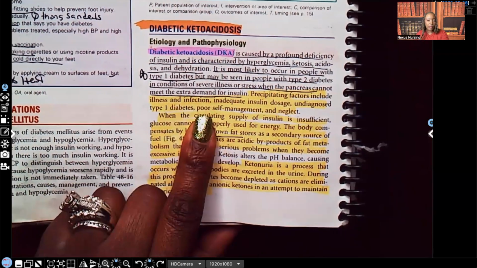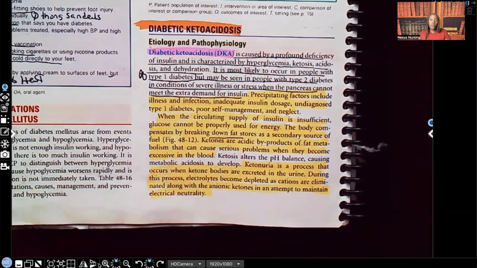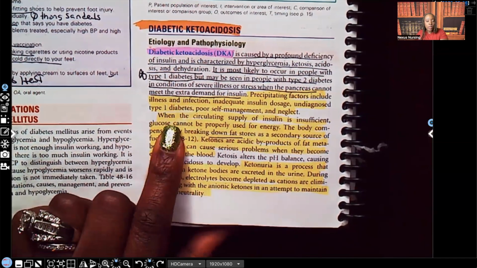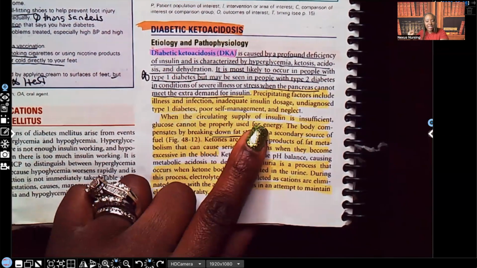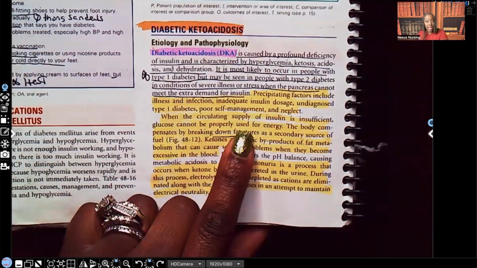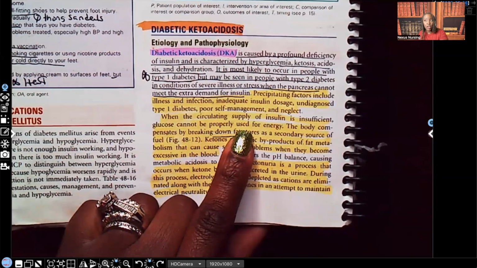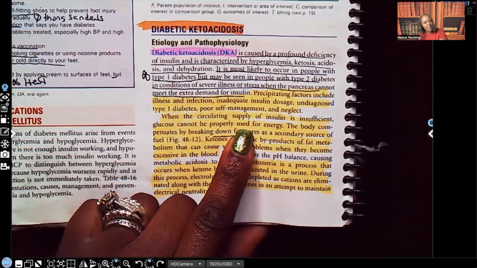Poor self-management and neglect. All of these basically boil down to that body not having enough insulin. The causes are different, but that's what it boils down to. When the circulating supply of insulin is insufficient, when there's not enough insulin, glucose cannot be properly used for energy because glucose is what gives you energy. That's why when you're sick, your body shoots out more glucose to give you energy to fight off that infection.